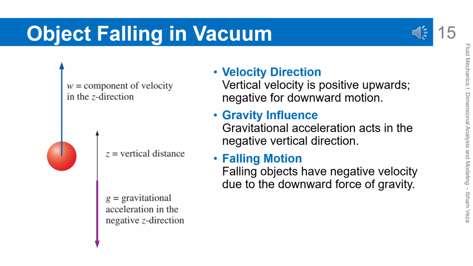Object falling in vacuum. The motion of an object falling in vacuum is used as a simple example to discuss sign conventions and the effect of gravity. The vertical velocity is defined as positive upward and negative downward according to the chosen convention. Gravitational acceleration always acts in the negative vertical direction. With this definition, the equations of motion can be written consistently and analyzed easily. This example also shows the importance of agreed directions in physical modeling.